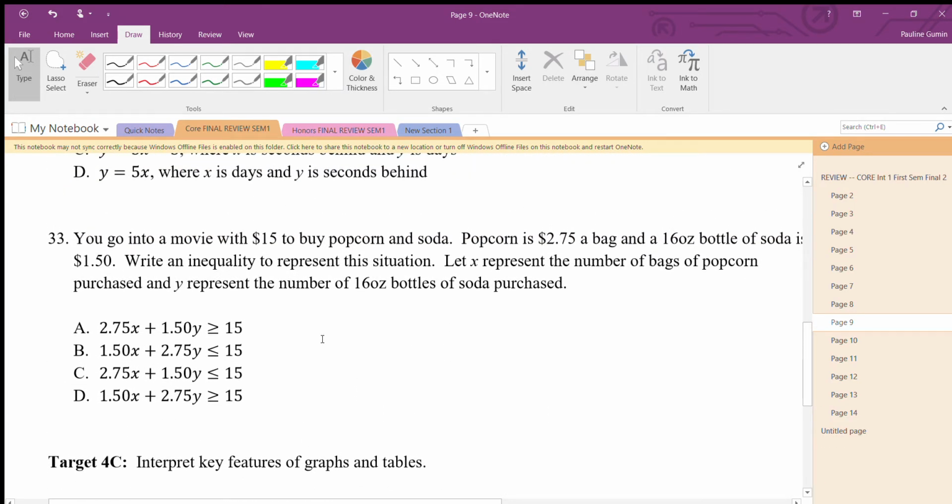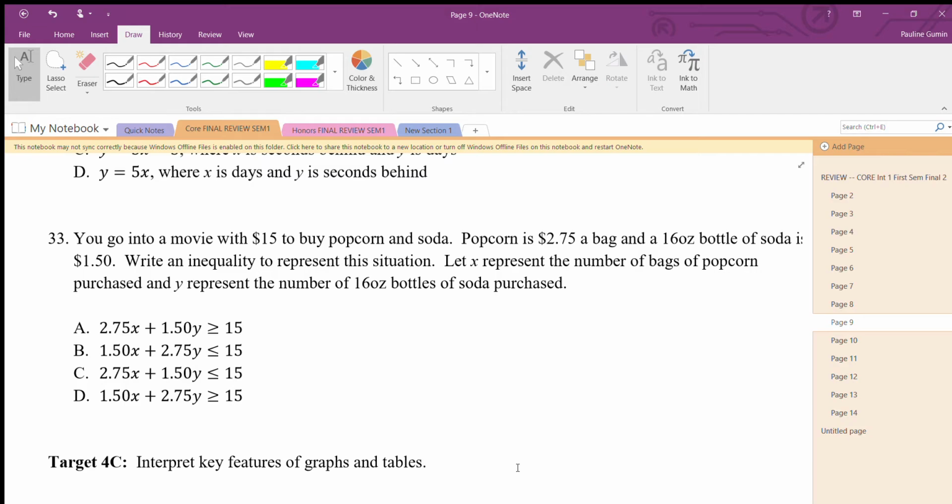You go into a movie with $15 to buy popcorn and soda. Popcorn is $2.75 a bag, and a 16-ounce bottle of soda is $1.50. Write an inequality to represent the situation. Let X represent the number of popcorn, and Y represent the soda.